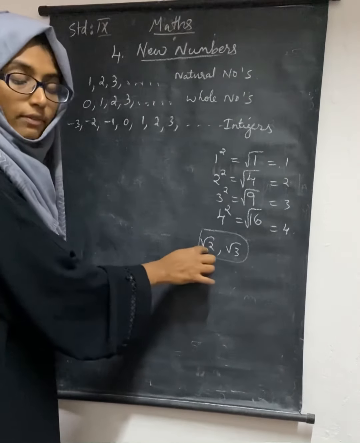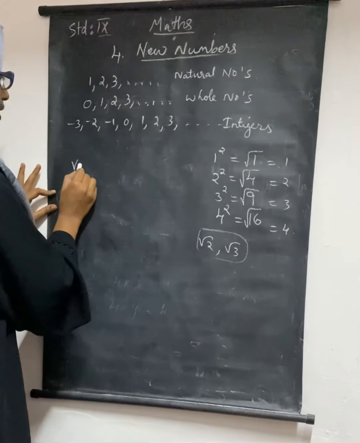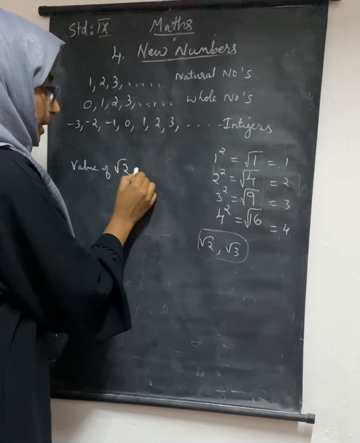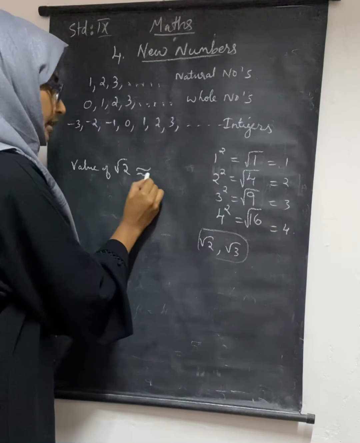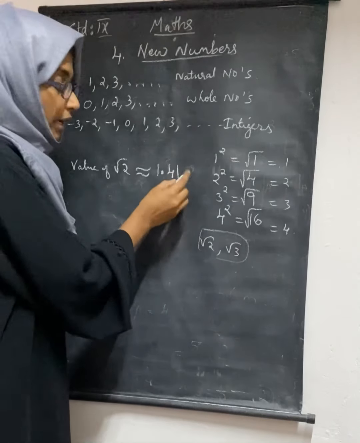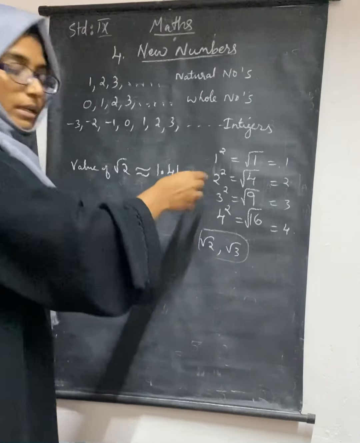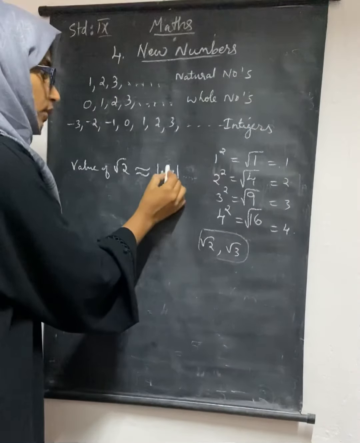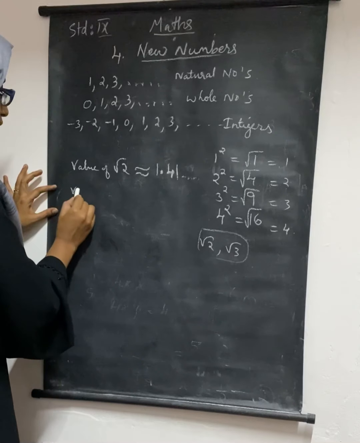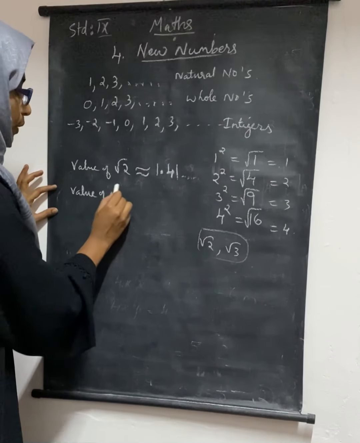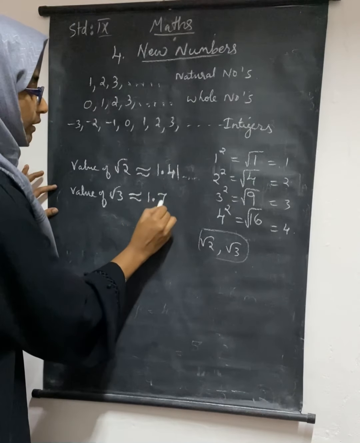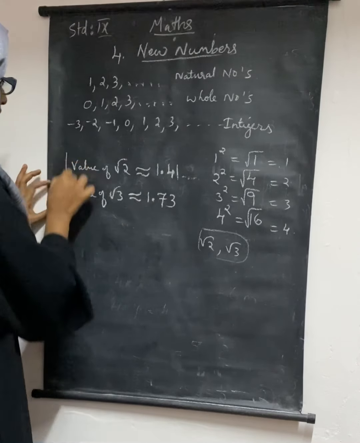So you have to learn by heart the values of these. I can say the value of square root of 2 is not exactly equal, but it is approximately equal to 1.41. This is not stopping here, it is continuing, etc. There are many decimal places, but for calculation we are taking only this much, 1.41. Now the value of square root of 3 will be approximately equal to 1.73. So this much we are taking for the calculation.